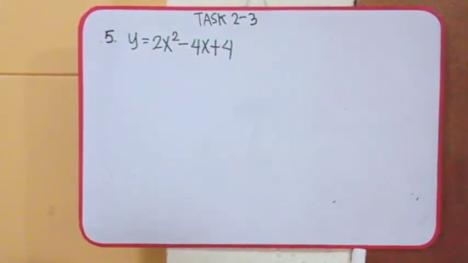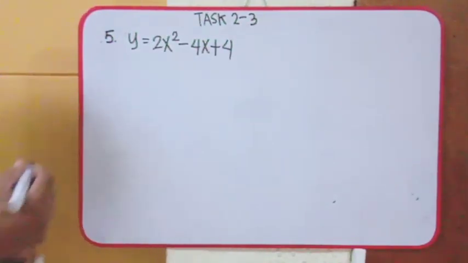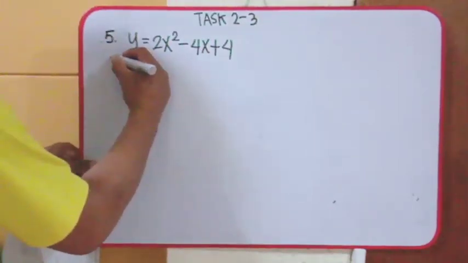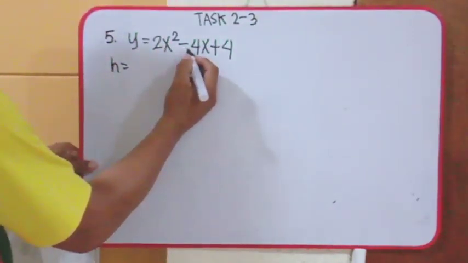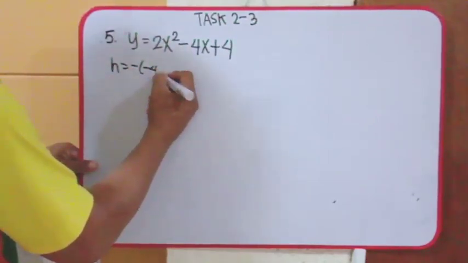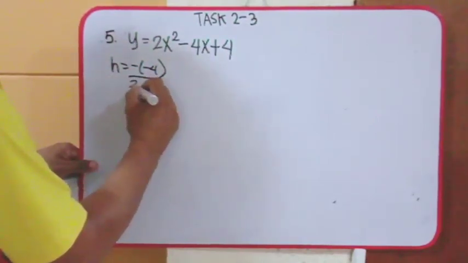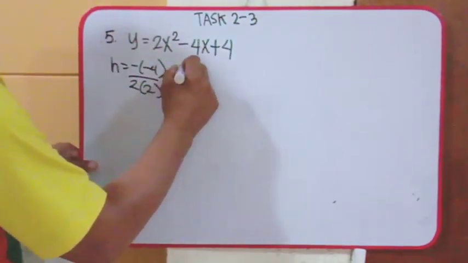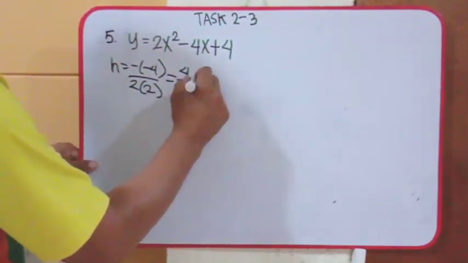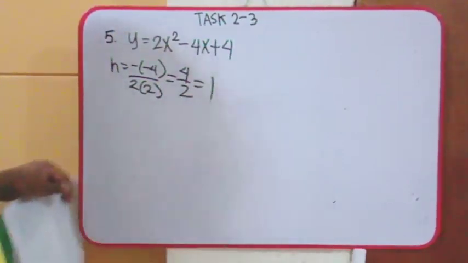Okay. So, yung last task natin sa task 2, 3, y equals 2x squared minus 4x plus 4. So, use the formula of h, finding the vertex. So, substituting. So, negative negative 4 over 2 times 2. So, that is positive 4 over 4. 4 divided by 4, that is 1.